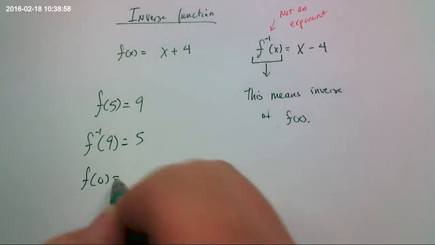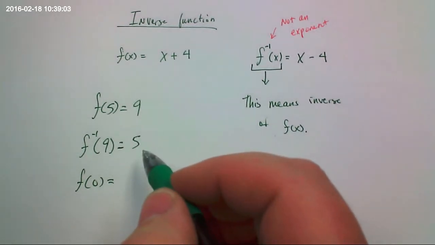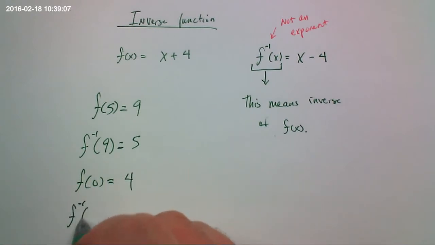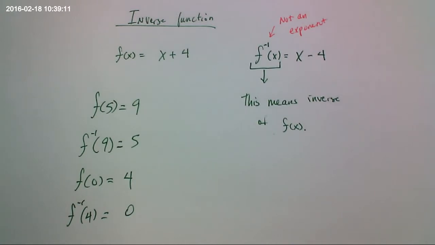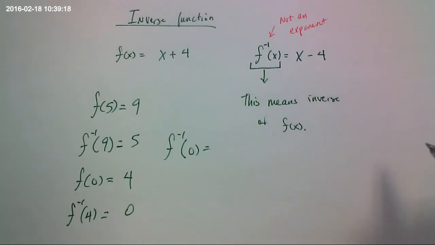What if I plug in a 0 to f? What do I get? 4. What if I take the inverse and I plug in 4? What do I get? 0. They undo one another. What if I took the inverse and I plugged in 0? What would I get?